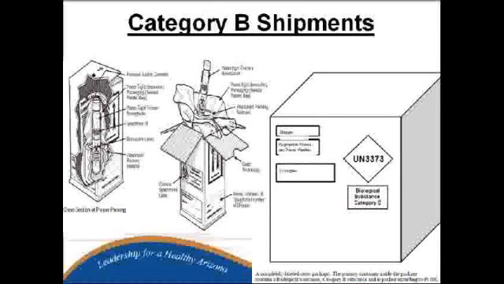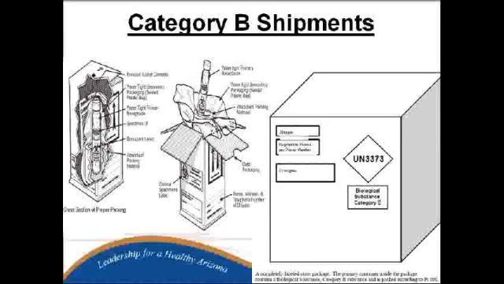And here's an overview of what a Category B shipment should look like. You have your triple pack system with a primary receptacle, secondary containment, and a tertiary containment on the left. And on the right-hand side, you'll see a properly labeled box where you have the shipper information, recipient information with full name, complete address, and the appropriate labels. For Category B, you see the UN 3373 hazard label.